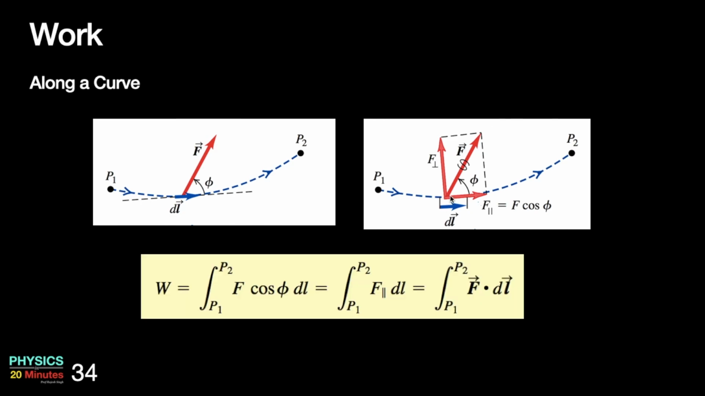If you want the total work done from P1 to P2, then you have to integrate this equation from P1 to P2. So work done is the integral from P1 to P2 of F cos phi dl, but F cos phi is nothing but the parallel component, or it can also be written as vector F dot vector dl, integrated within the limits P1 to P2.